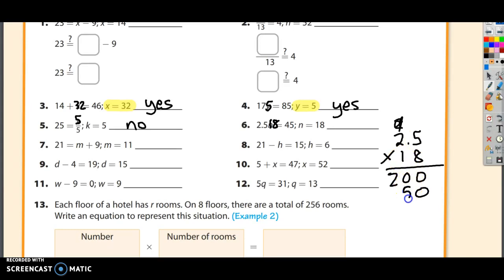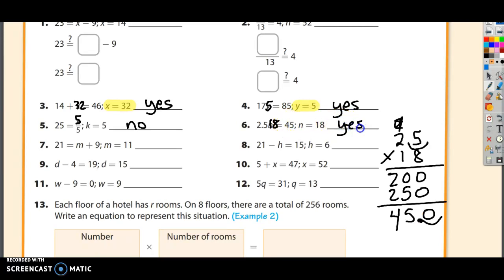1 times 5 is 5, and 1 times 2 is 2. And it doesn't look like it's going to be 45, but it is. Watch. 0 plus 0 is 0. 0 plus 5 is 5. 2 plus 2 is 4. And I got to move my decimal over how many times? 1. The answer is 45. 45 is equal to 45.